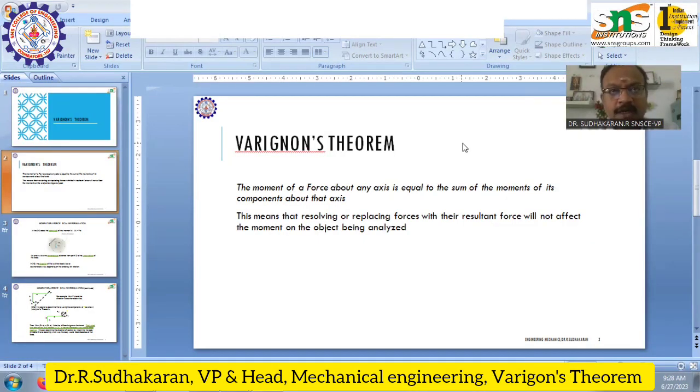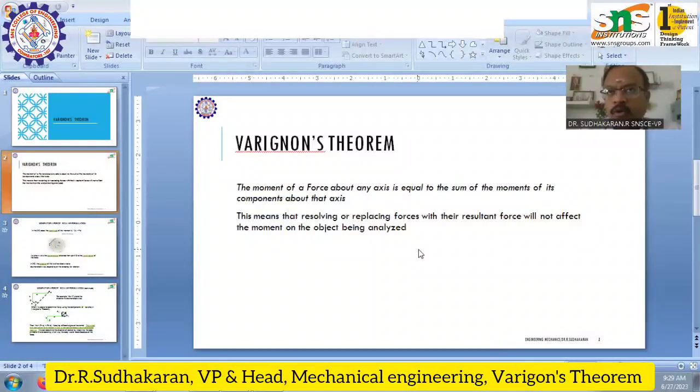the resultant moment of a force. So in the previous lecture, we have seen what is a moment of a force. Moment of a force is nothing but the quantity which causes a rotational tendency in the body, and it can be measured by determining the product of the force and the perpendicular distance from the point where the moment has to be determined.